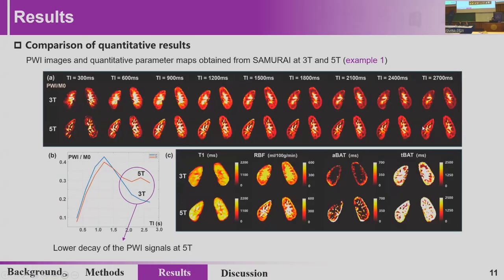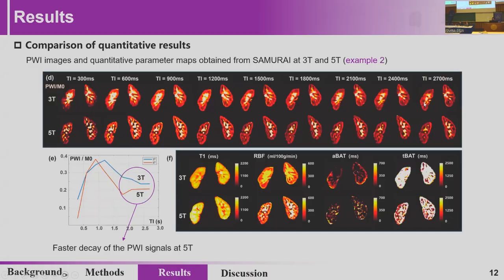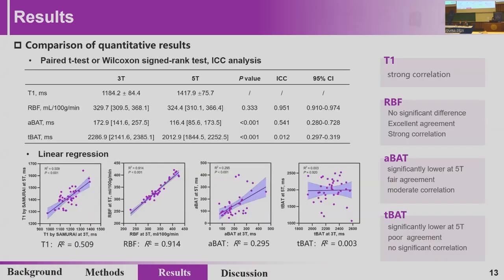We plot 2 examples of the comparison of quantitative results. Example 1 shows that the signal had a slower decay at 5T with a longer TBAT. And example 2 shows a faster decay of the signals at 5T with a shorter ABAT and a shorter TBAT. As for the comparison of quantitative results, the T1 showed strong correlation and the RBF showed no significant difference, excellent agreement, and strong correlation. However, the ABAT and TBAT were significantly lower at 5T.